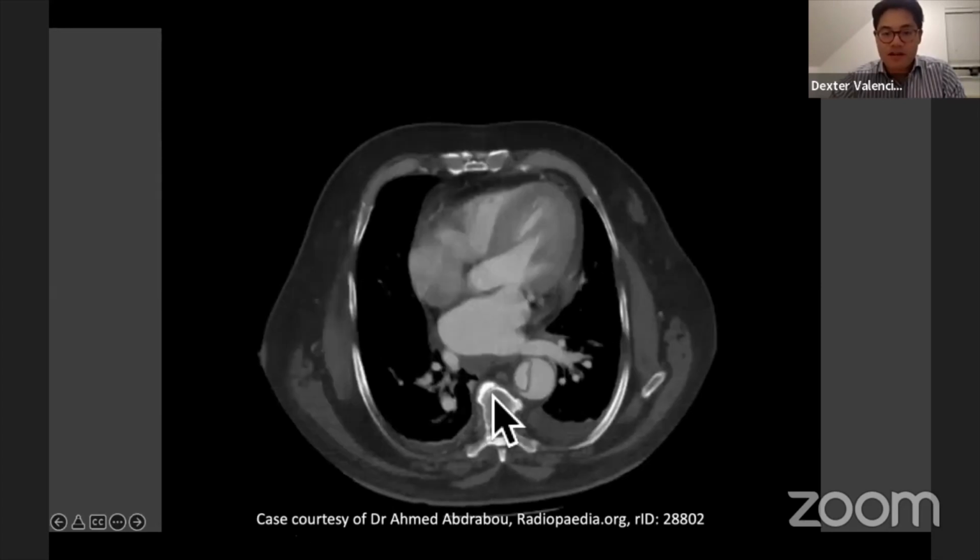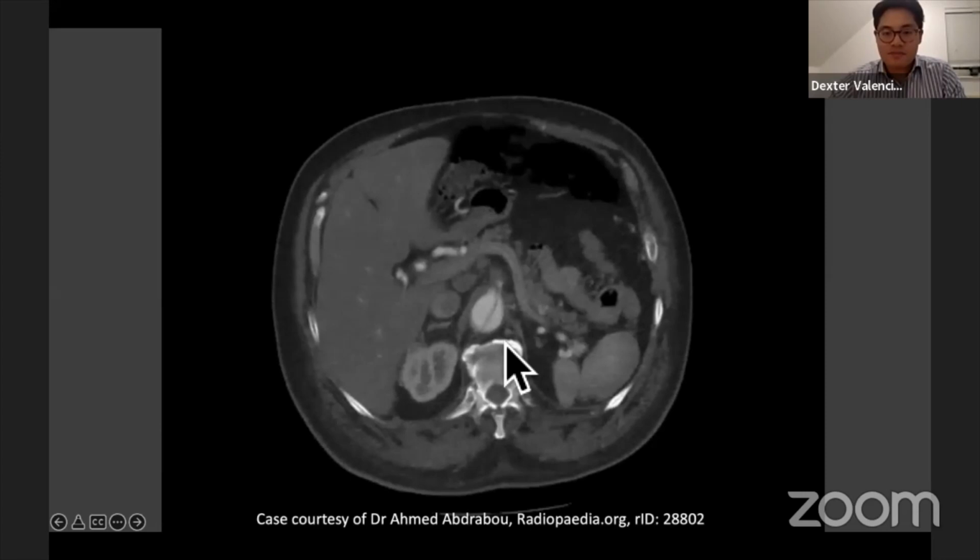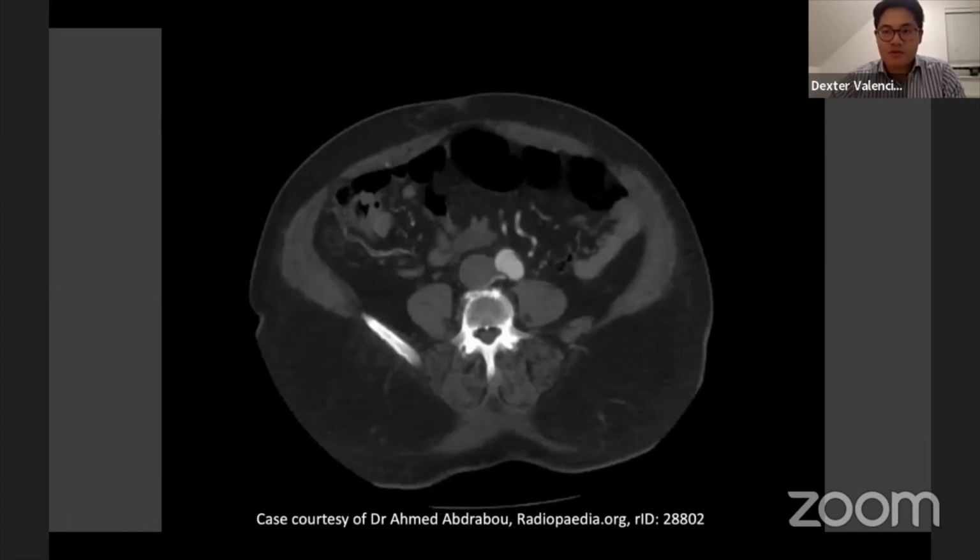Here, as we go further down, you can see that we've got this intimal flap. We have got the false lumen, and we've got the true lumen here as well. It's going further down into the abdomen, further and further, all the way down into the pelvis.